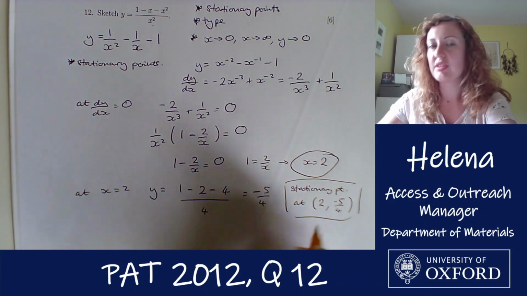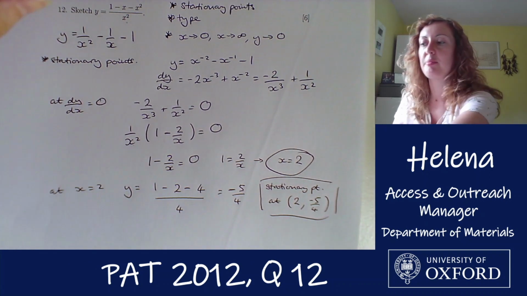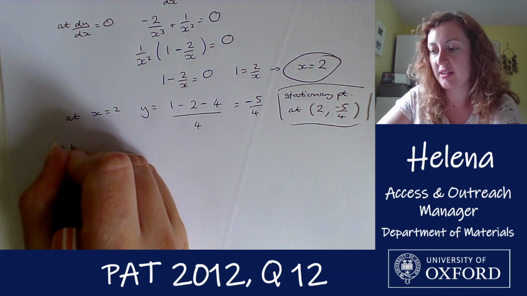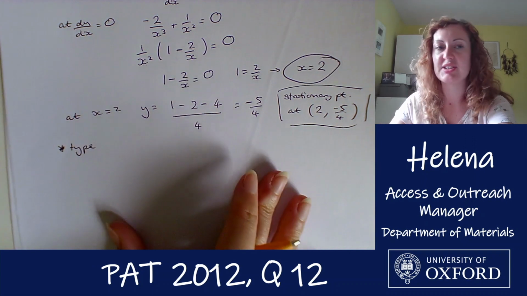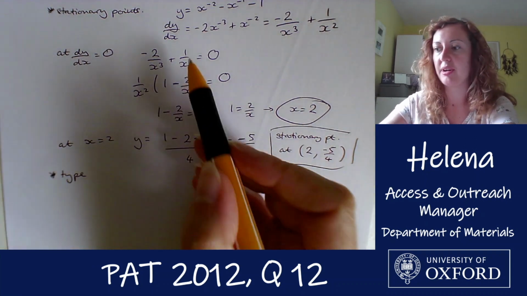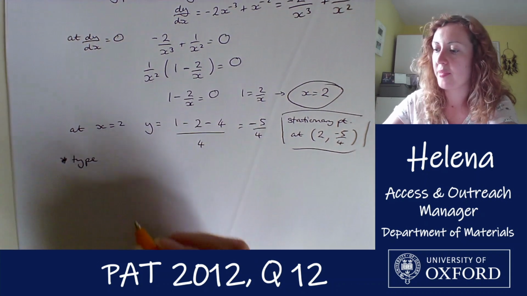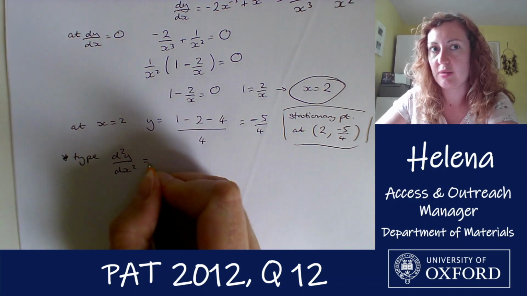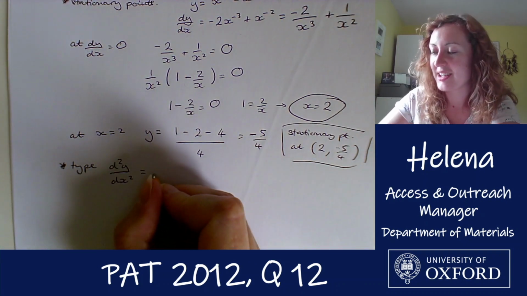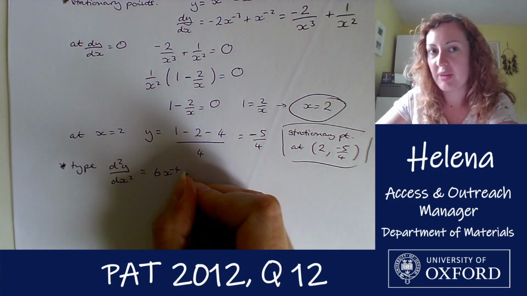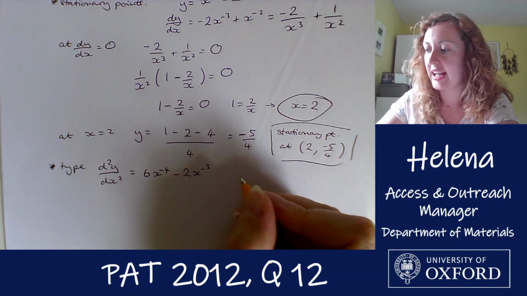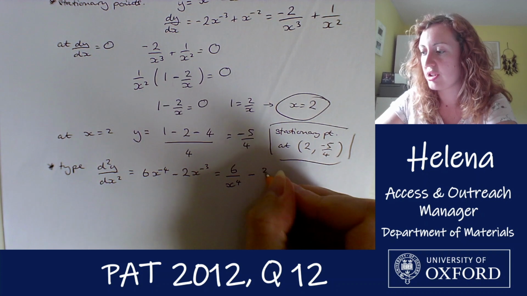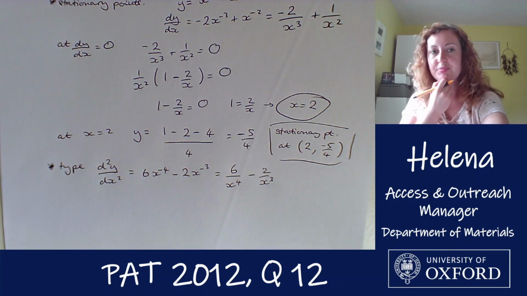Okay, so now we want to figure out what type of stationary point this is, whether it's a maximum or a minimum. So let's have a look. For that, we need to do the second derivative. So if we go back to our differentiated equation here, from there we can get the second derivative, so d2y by dx squared equals, trying to show both at the same time, 6x to the minus 4 minus 2x to the minus 3, and again writing that as a fraction, 6 over x to the 4 minus 2 over x cubed. There we go.